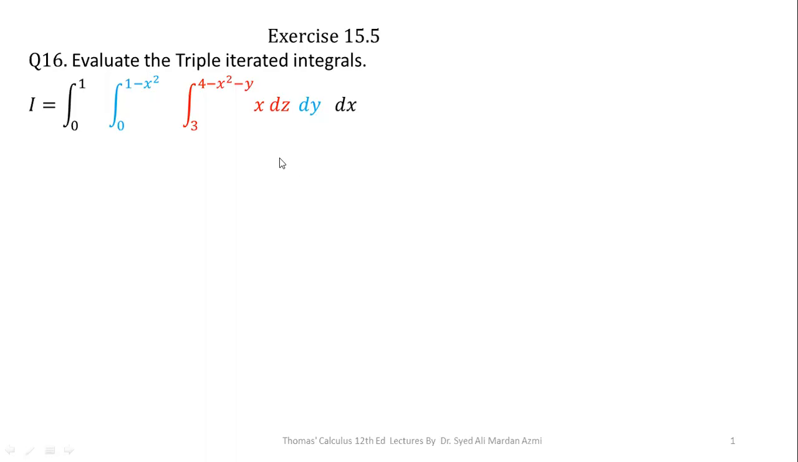In triple integrals, we have three kinds of variables, and we have to perform integration with respect to each variable. Here, you can see in this integral, we have the limits 0 to 1, 0 to 1 minus x squared, 3 to 4 minus x squared minus y. We have to integrate x, and then you can see here dz, dy, dx. So how are they related to each other?